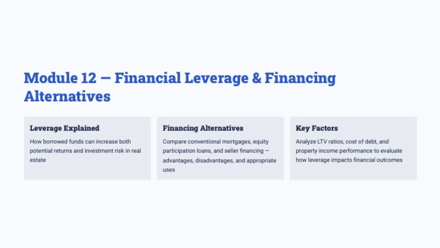Let's take a closer look at how analyzing LTV ratios, the cost of debt, and property income performance can help us understand the impact of leverage on our financial outcomes. By examining these factors, we can see how different levels of borrowing influence both risks and returns. Next, we'll compare various financing options such as conventional mortgages, equity participation loans, and seller financing. I'll walk you through their advantages and disadvantages and discuss when each type might be most appropriate based on your investment goals and situation.